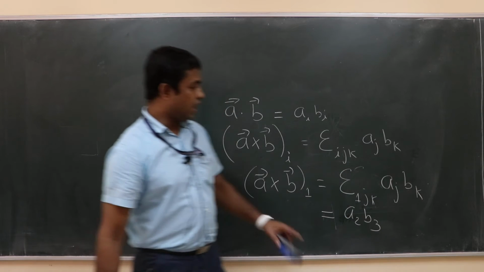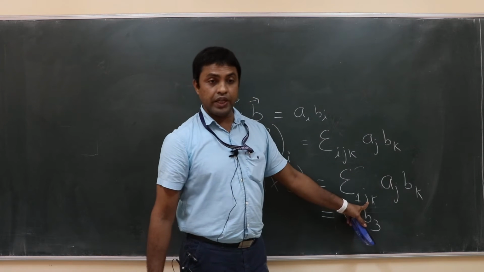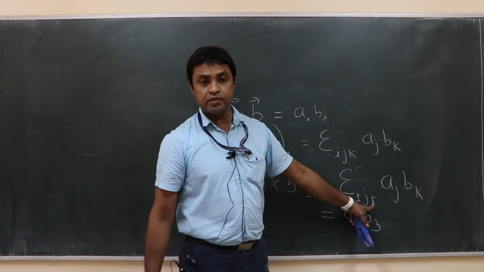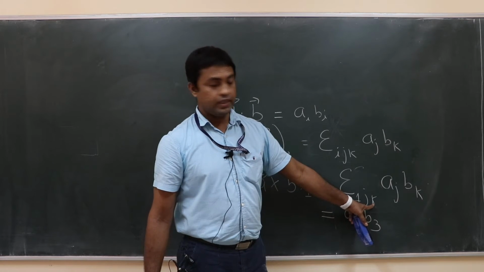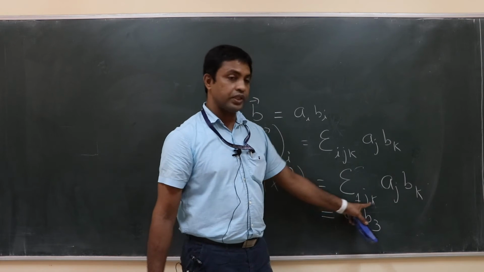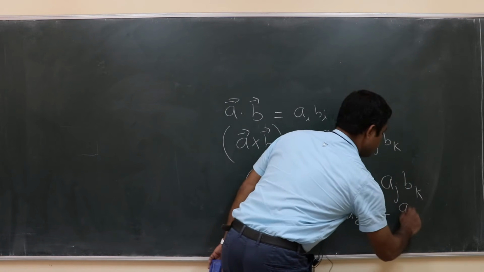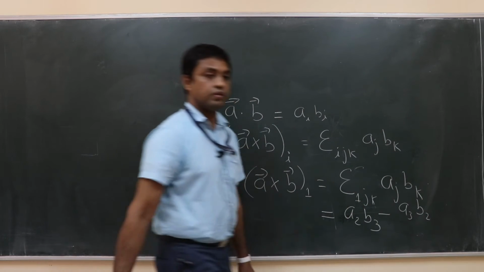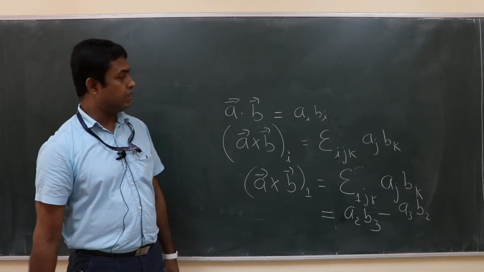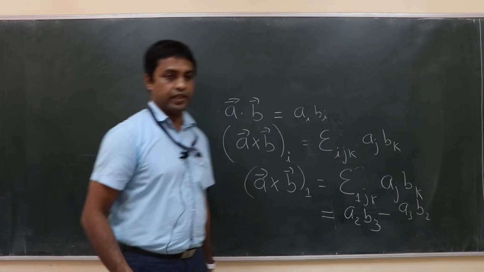Now you can take j equal to 3, right? Next is the j equal to 3 option. So k can take only the value 2. So epsilon 1, 3, 2, a3, b2. What is epsilon 1, 3, 2? Minus 1. So you get minus a3 b2. Similarly, other components you can easily verify. So the i-th component of A cross B will be equal to epsilon ijk a_j b_k.